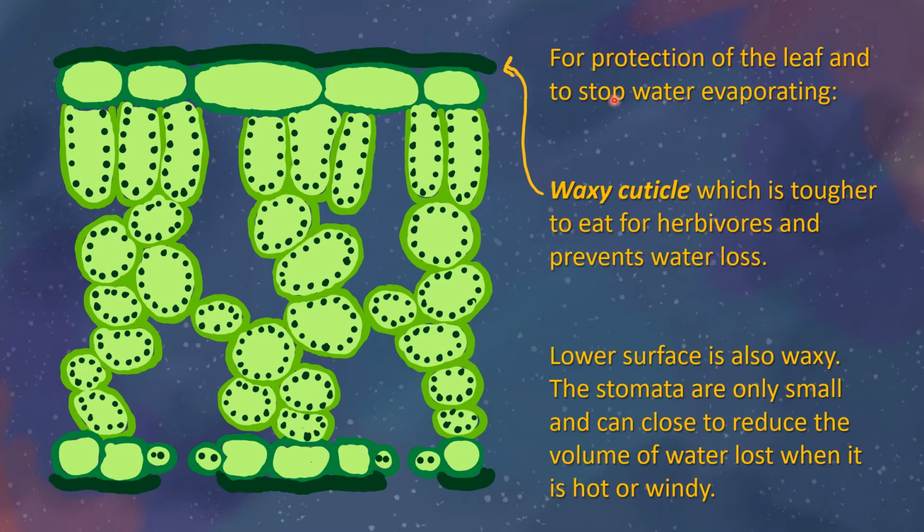So that is protecting the leaf because it makes it tougher for animals to eat. And obviously a plant doesn't want all its leaves to be eaten because then it won't be able to photosynthesize. Okay, the bottom one, the lower surface, is also waxy, the stomata are only small, and can close to reduce the volume of water lost when it is hot or windy.